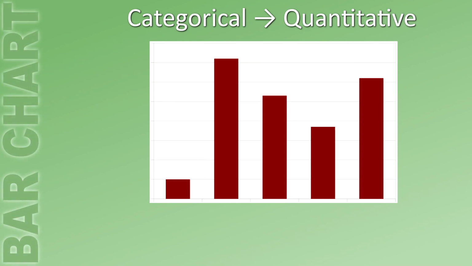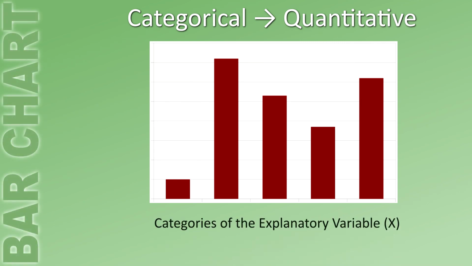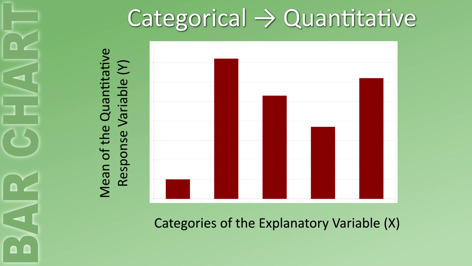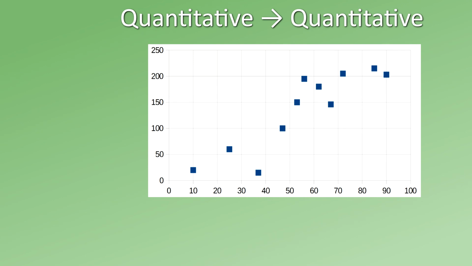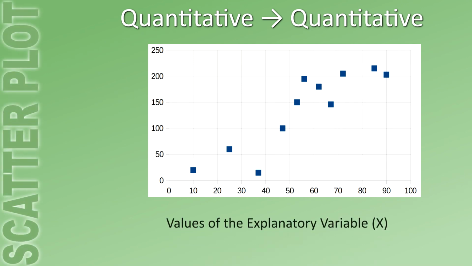When visualizing a categorical to quantitative relationship, we use a bar chart with explanatory categories on the x-axis and the mean of our response variable on the y-axis. When visualizing a quantitative to quantitative relationship, we use a scatterplot, in which each observation is displayed according to the values of the explanatory and response variables. Use these basic guidelines, as well as the Graphing Decisions flowchart, to visualize the relationships between your own variables of interest.